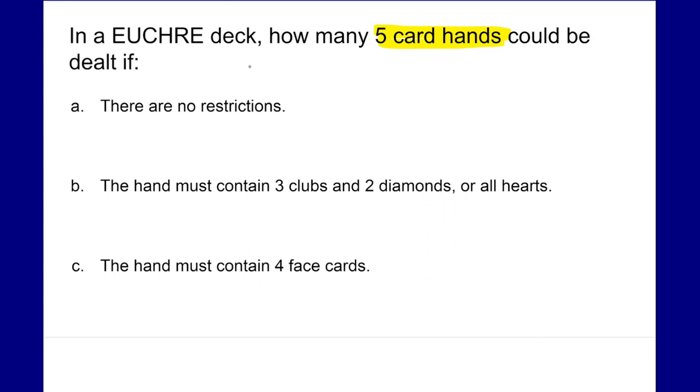Remember, a euchre deck is only 9, 10, Jack, Queen, King, and the ace of each suit. So if you're not familiar with the euchre deck, it's 9, 10, Jack, Queen, King, ace in each suit, and there are no restrictions. So that means there are 24 cards, 6 cards per suit, so 24 choose 5.